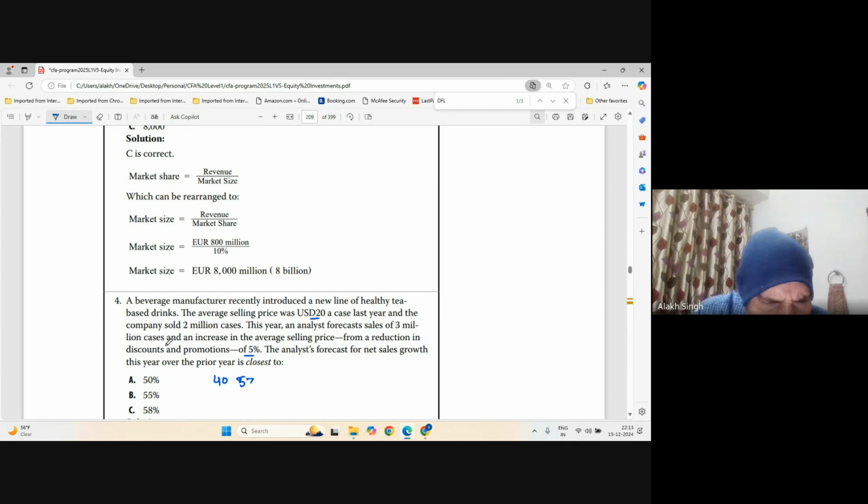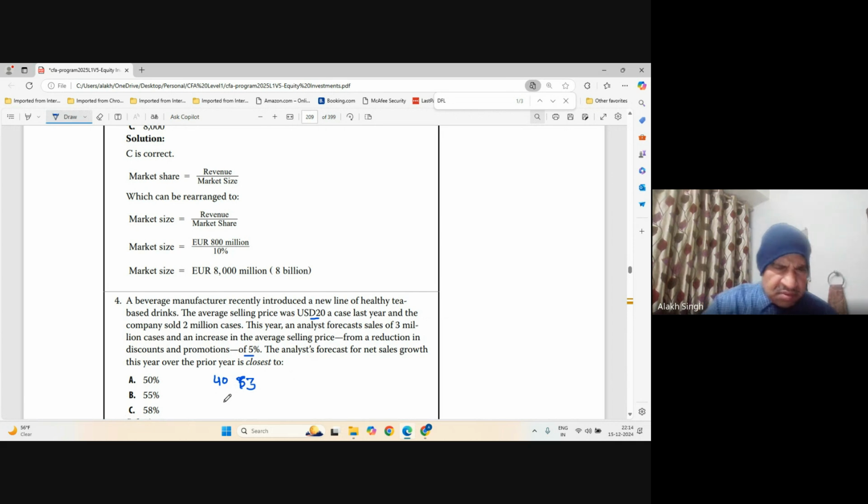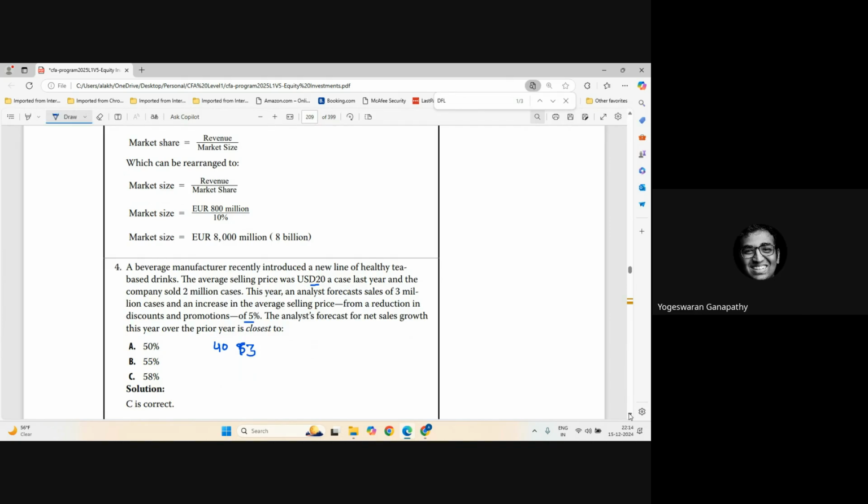In forecast sales of 3 million, increase in average selling price of 5%. So this one will become 63 actually. So 63, so 23 by 40. How much will it be? 55% or 58%, I think. 23 by 40 is 58, so C. Let's see. Yeah, C is correct.